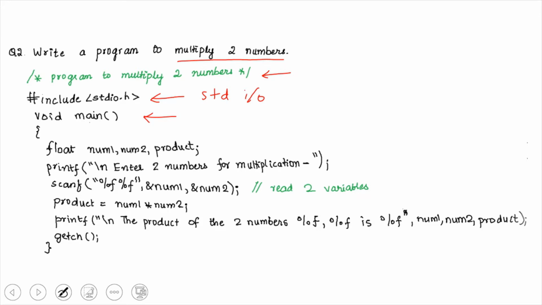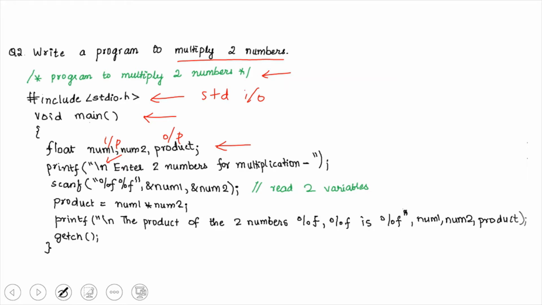Then you have to declare the variables. So here we will be requiring three variables, two input numbers, num1 and num2, and one output, which will be the variable called product. You can name anything. Here I have given num1, num2 and product. As per the rules of identifiers, you could give any name.